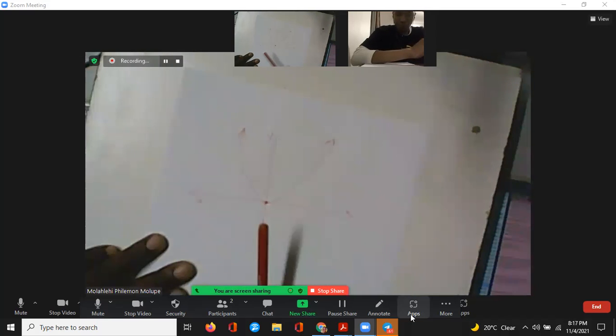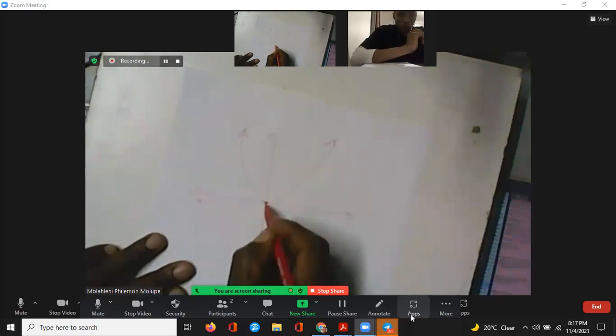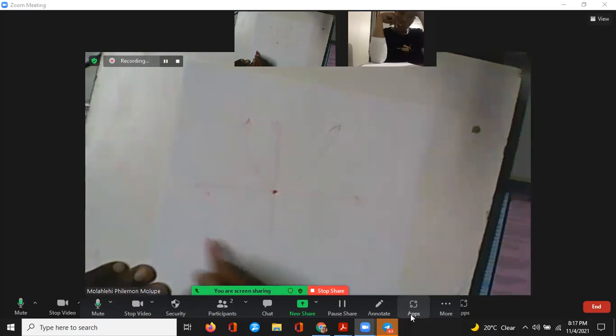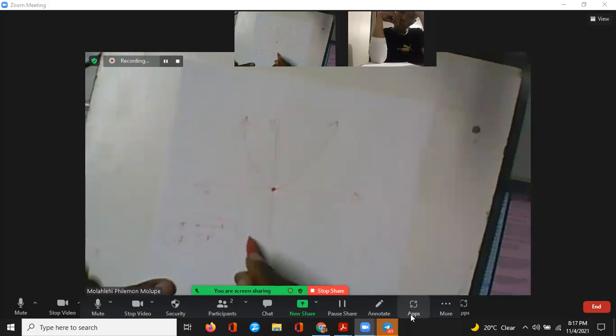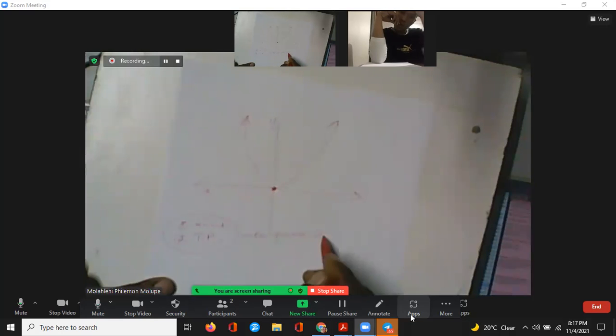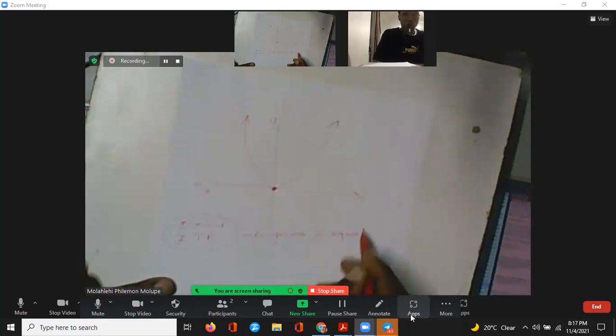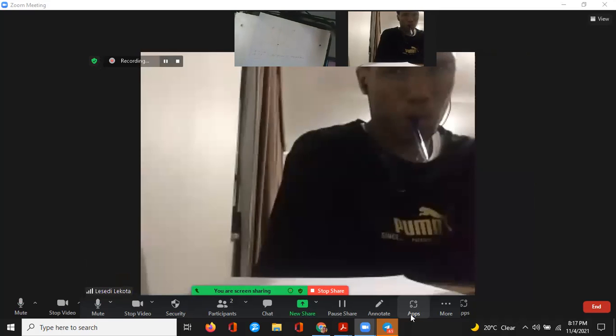So the graph is like this. Point number one is an x-intercept. Point number two is a turning point. Now you use these two to generate two equations. You know why? Equation number one.